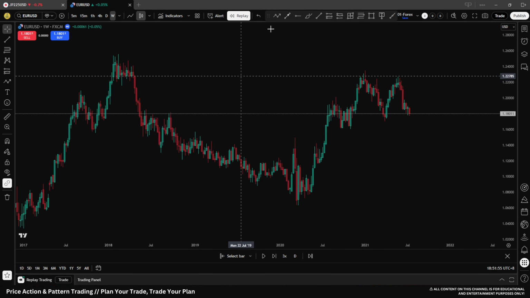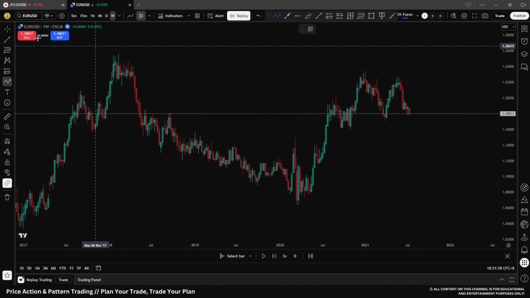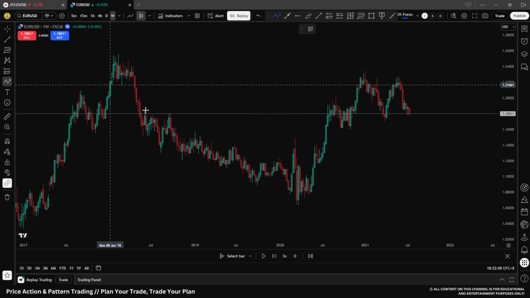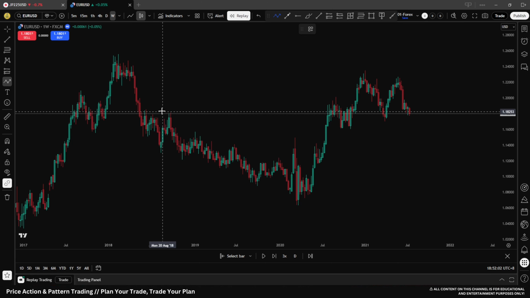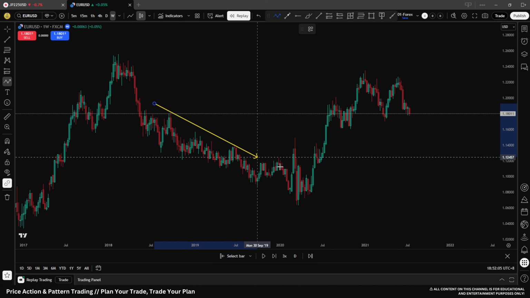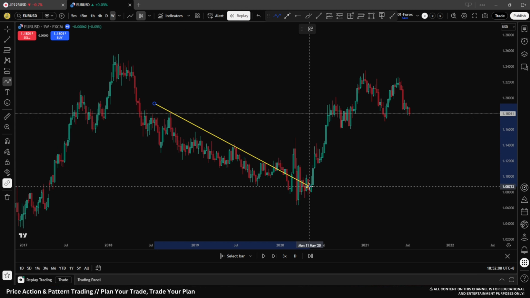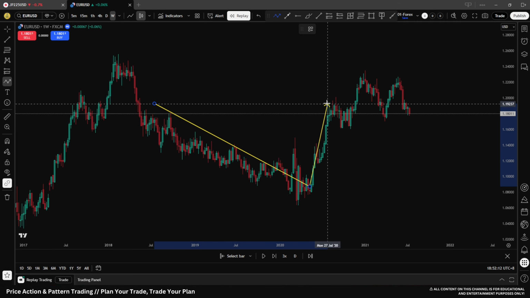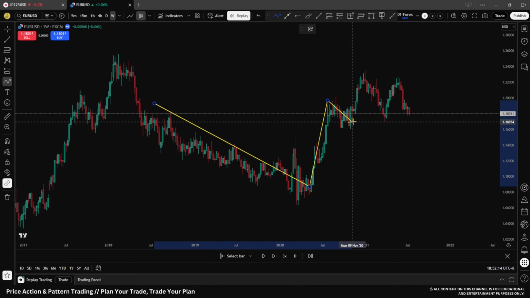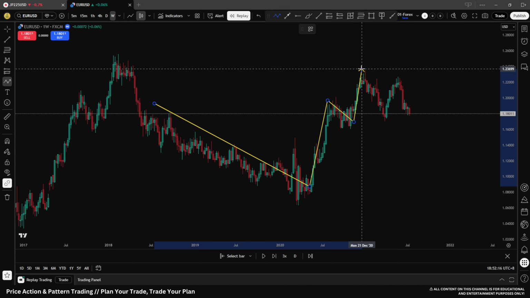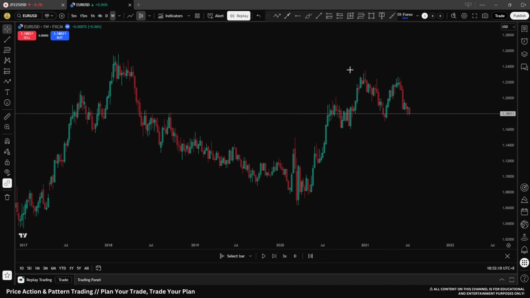Let's move on to a more recent example. We are still on Euro US dollar on the weekly time frame, and we are here in COVID times. So we had a very long corrective phase, and we then broke out of this corrective phase in the form of an impulse into a correction, into an impulse. And after this impulse, correction, impulse, you would expect a larger continuation pattern.